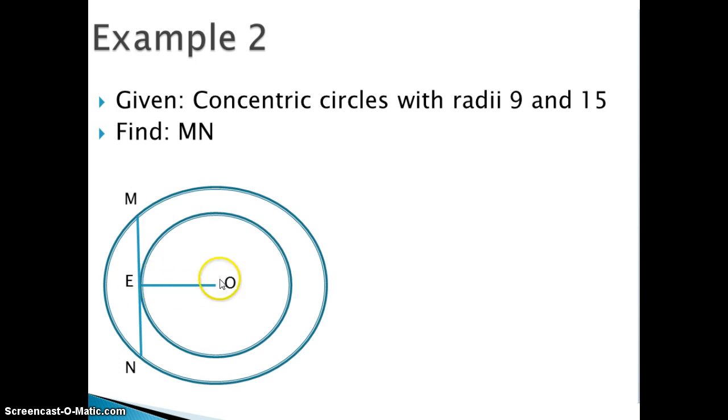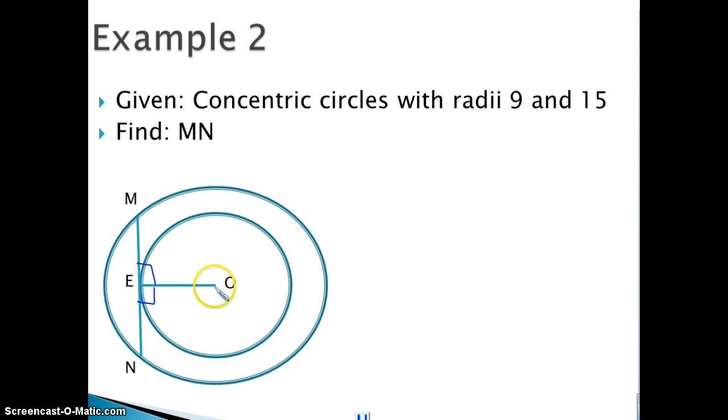Wait, OE is a radius. MN is a tangent segment. What that tells me then is that I have a radius and a tangent. They're going to form right angles. But if I think about this in terms of the bigger circle, MN is not a tangent. It's inside the circle. It's actually a chord, a segment that connects 2 points of the circle.